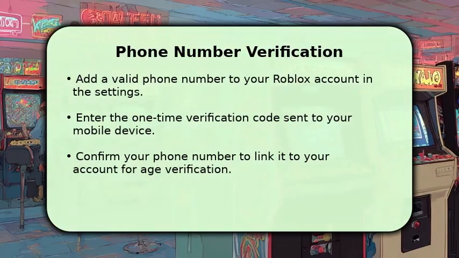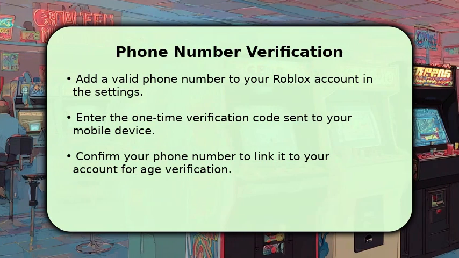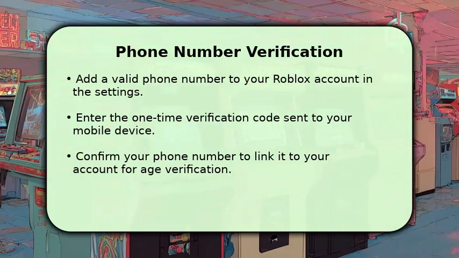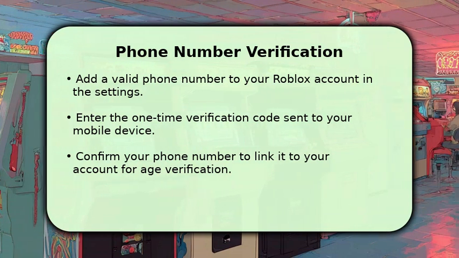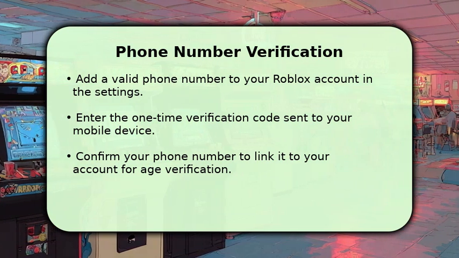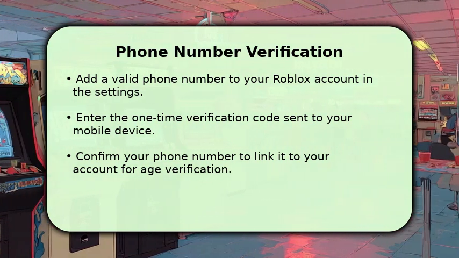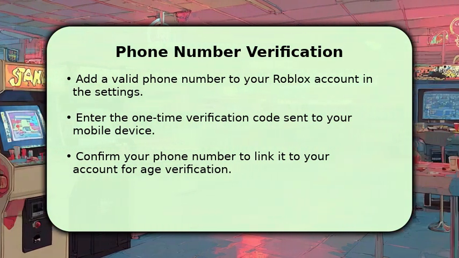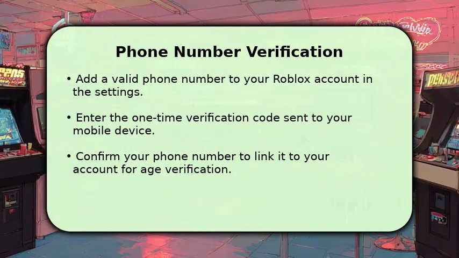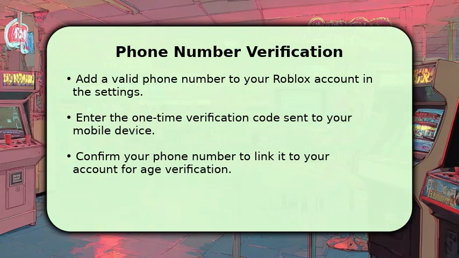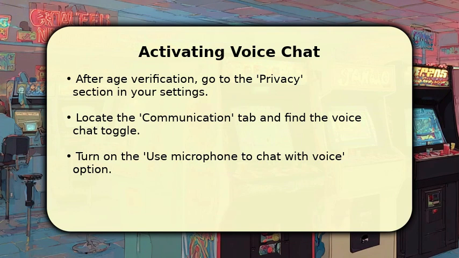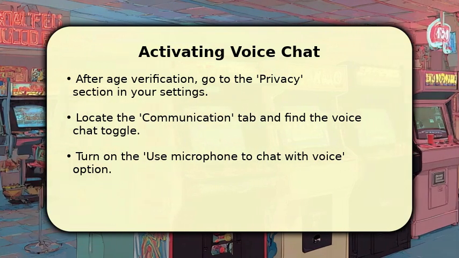If you prefer not to use an email for verification, you can use a phone number. Go to your account settings, then select Account Info. Find the option to add a phone number and input a valid mobile number capable of receiving text messages. Roblox will send a one-time code to this number. Enter the code into the app to successfully verify your phone number, which helps confirm you are 13 years or older. Once your age is successfully verified, either by ID or phone number, you can enable voice chat.